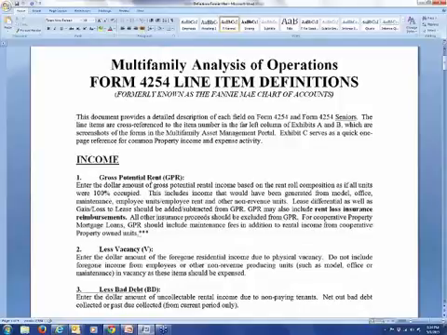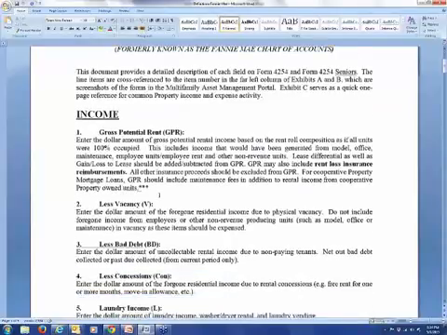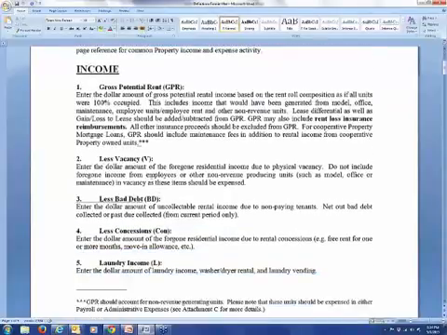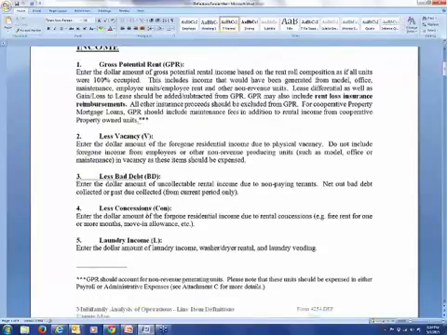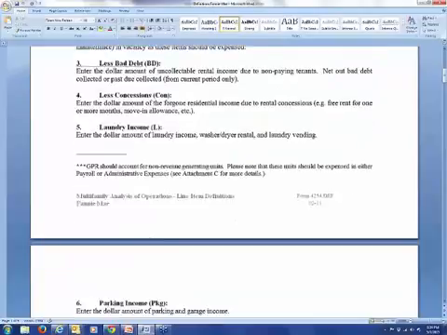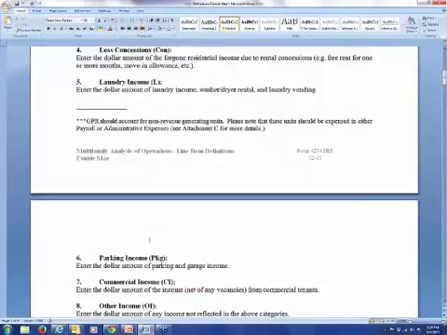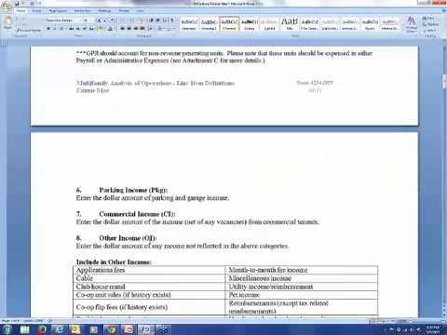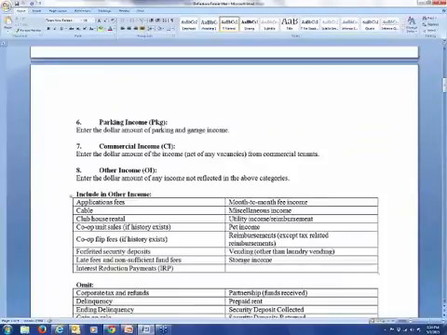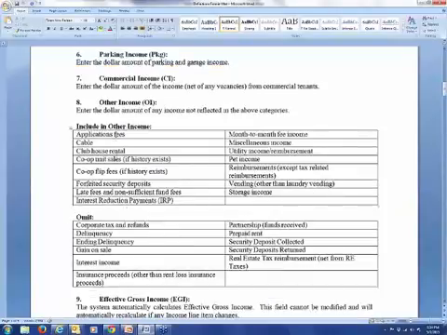Top line, the income, gross potential rent. It explains exactly what it is and how it works. Less the vacancy, less the bad debt, less the concessions, and then adding in laundry income. All right? Just like it looks on a statement that we evaluate whenever we're looking at a property. These are the textbook definitions of what these categories are. Parking income, commercial income, other income. All right, now take a look at some of these that include other income. Obviously, I have co-op unit sales and what have you.